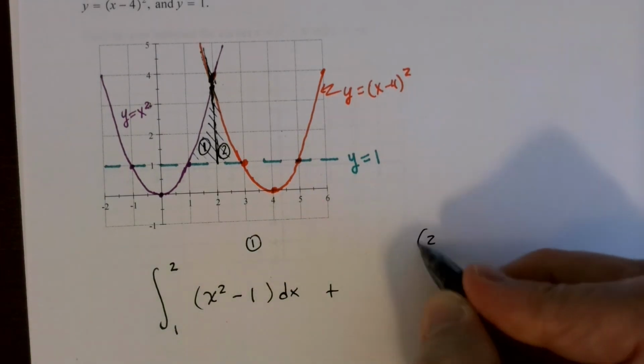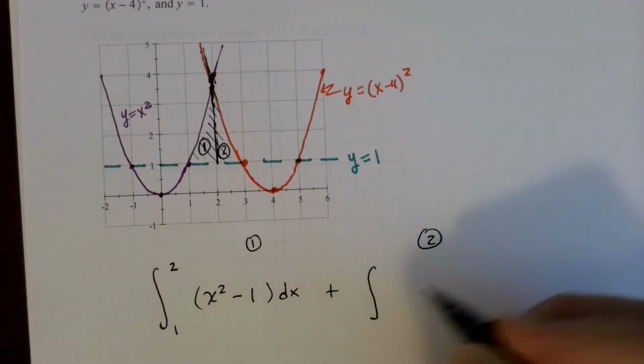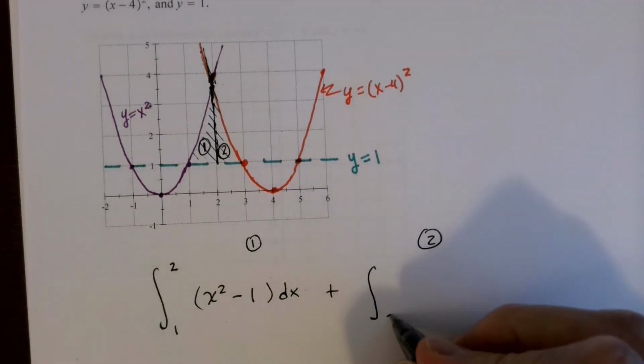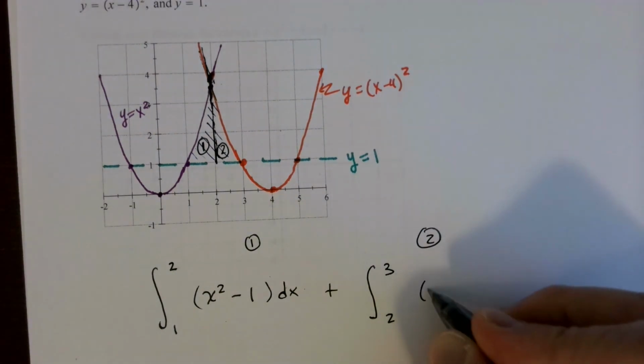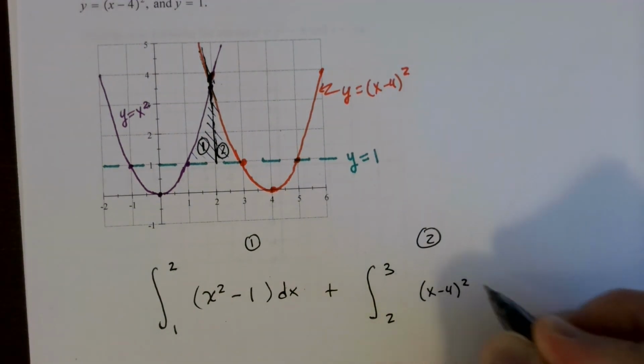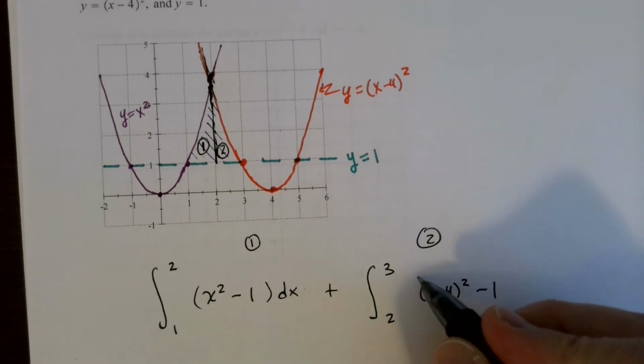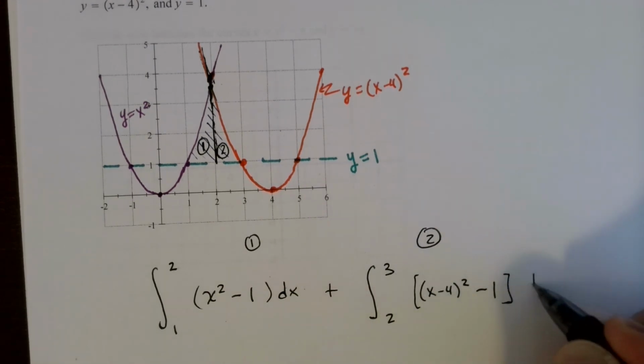Plus, region 2, the integral goes from what? From 2 to 3. Top function here is the red function, which is (x minus 4) squared minus the bottom function, which again is 1. Okay, and that's setting it up.